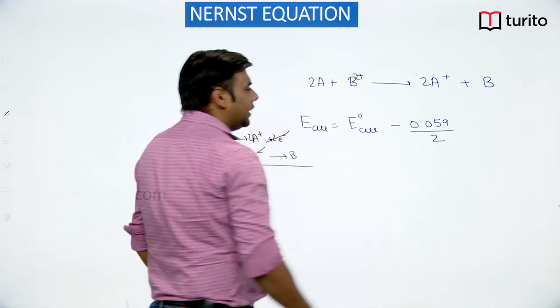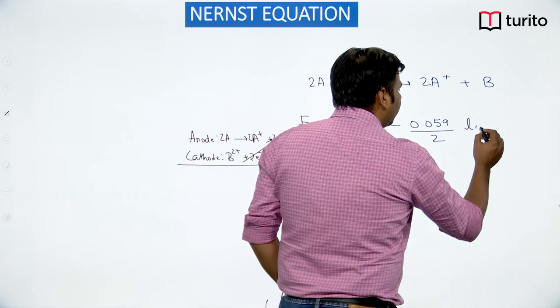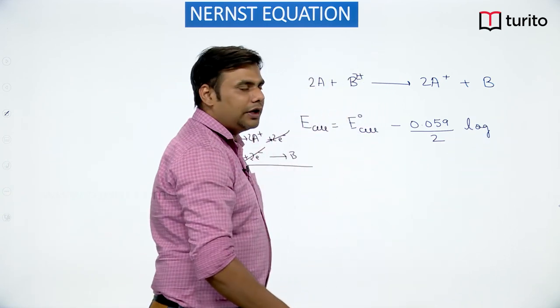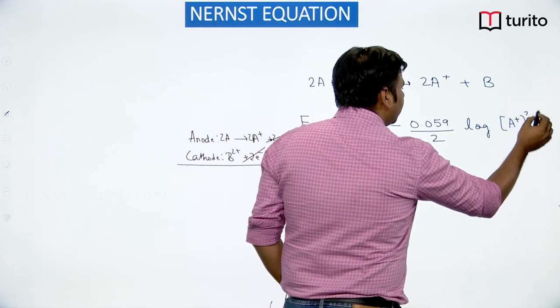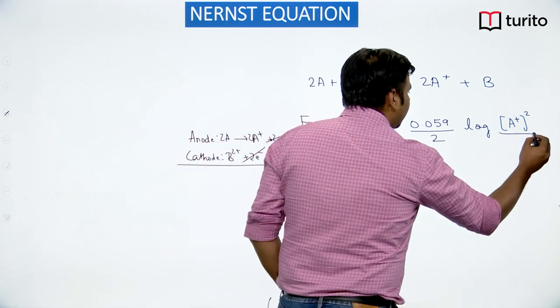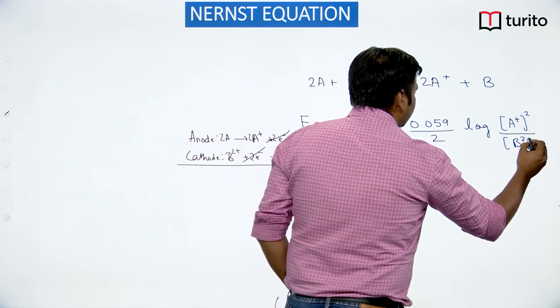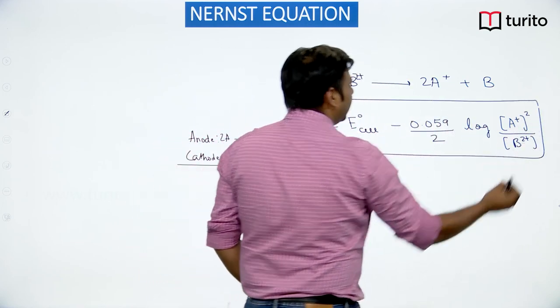So this would be E naught cell minus 0.059 upon 2 into log of the reaction quotient. The reaction quotient here would be the concentration of A plus raised to power 2, because B is in the solid state so we don't write it in the expression, divided by the concentration of B2 plus. So this would be the overall EMF of the cell.